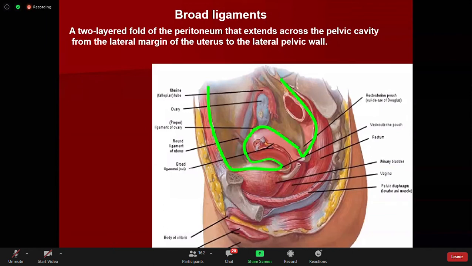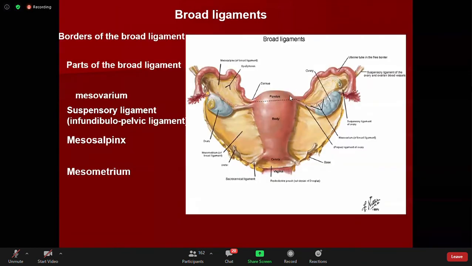So when you read about it, it's a two-layer fold of the peritoneum. True? Remember this. Okay? That extends across the pelvic cavity. So this is the broad ligament here. Two-layer fold, anterior to posterior, extends across the pelvic cavity, attaching the uterus to the lateral pelvic wall.